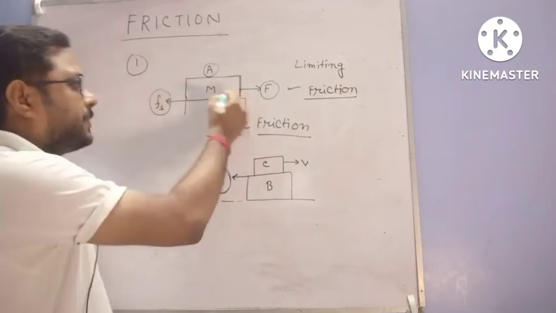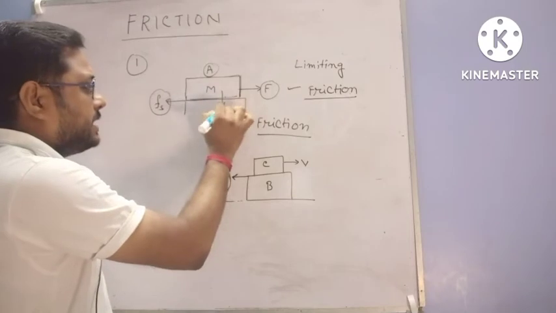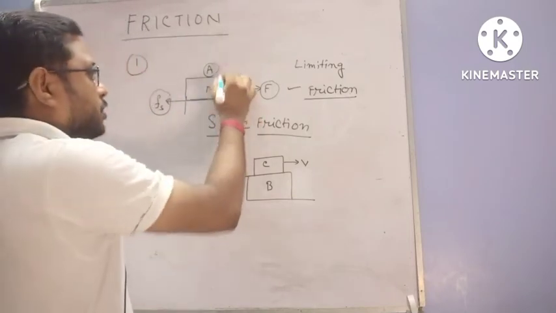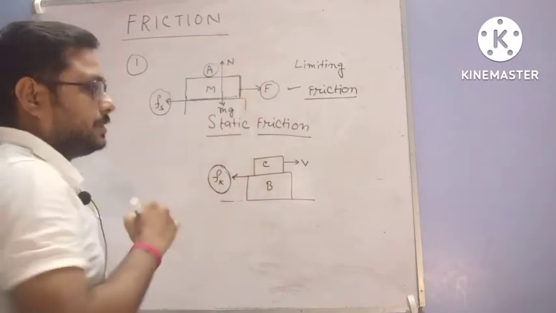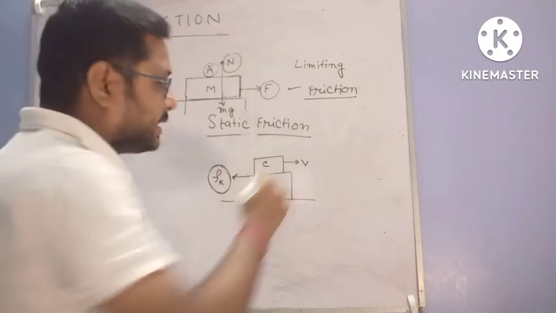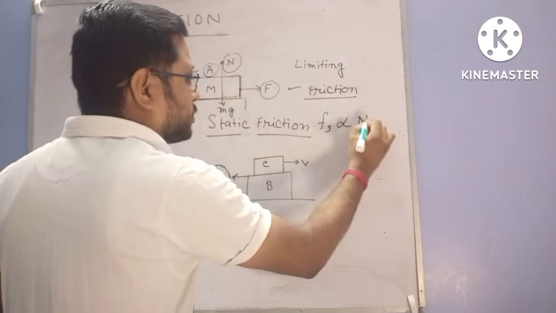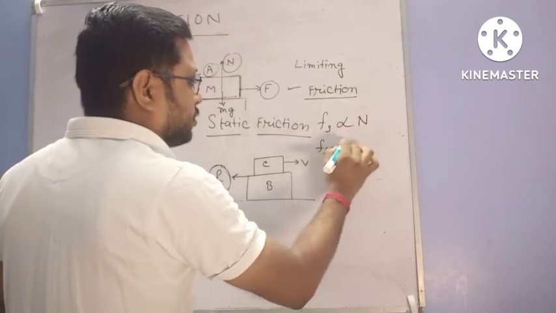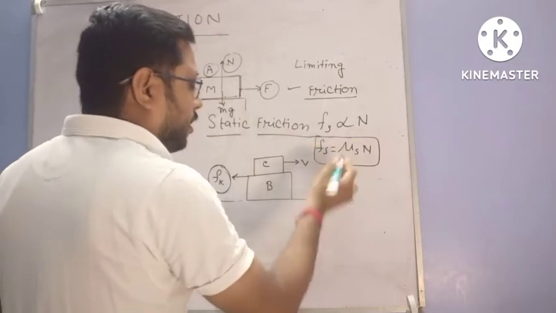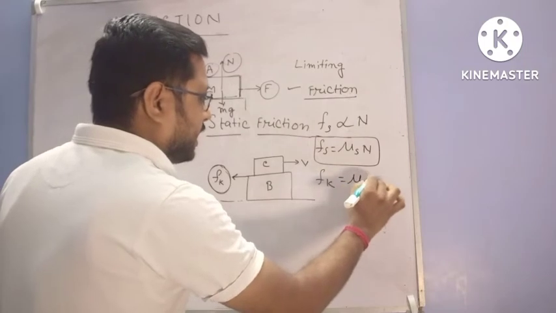Another property is, if this is the ground, then the weight mg acts downwards. Therefore, the ground also produces a normal reaction N, to which the frictional force is directly proportional. That is, the frictional force Fs or Fk is directly proportional to N. Fs is equal to mu s N, or for kinetic friction, Fk is equal to mu k N.